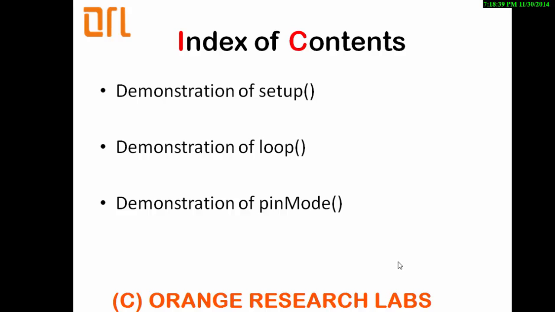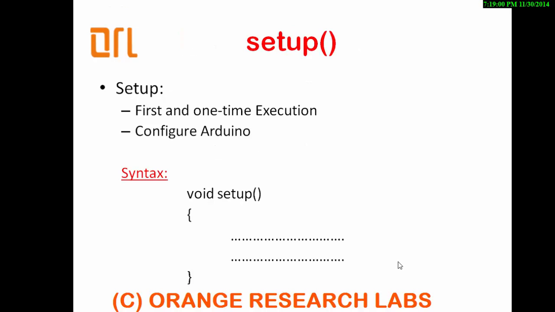If you take a C program, the main function will be called first. In the same way, when you go for Arduino, setup is a function which is called first. After execution of setup, then loop will be called. Okay, so let's see what is setup and what is loop.